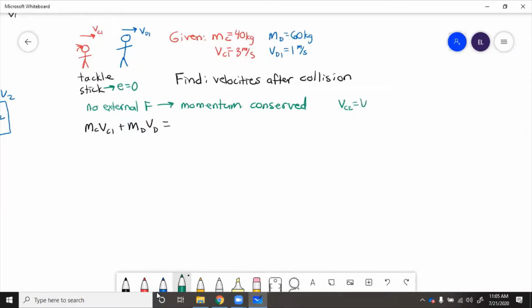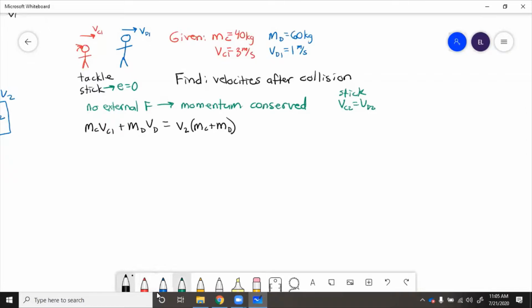VC2 equals VD2 because they stick together in a plastic collision. So here we can write that this is V2 times mass of Catherine plus mass of Daniel. Now in this case, there's only one unknown. So we don't need the E equation, but E equals 0, so it's not gonna be helpful anyway.